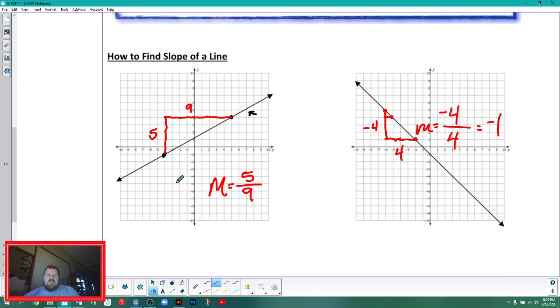But as you get more and more experience with this, you will notice that the coordinate method would work out too, right? This coordinate here is at -4, -1.